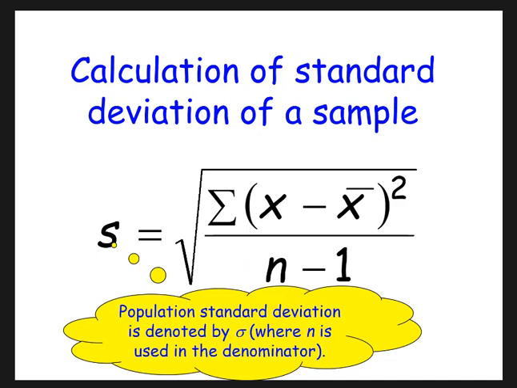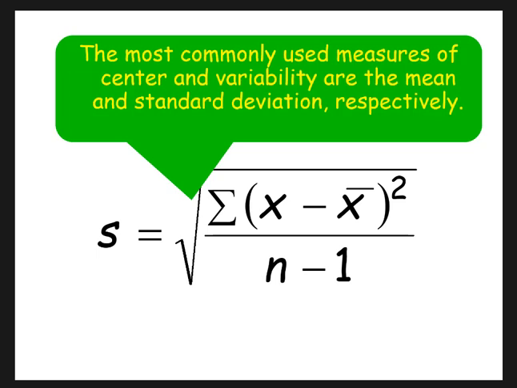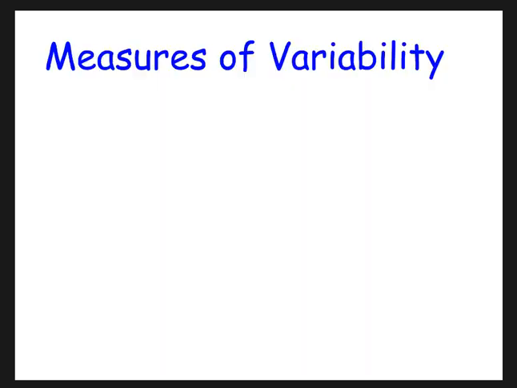Now remember, this is the formula for s, the sample standard deviation. If it were a population standard deviation, it'd be denoted by sigma, and the denominator would not be n minus 1, it would just be n. This is the most commonly used measure of variability. The mean is the most commonly used measure of center.